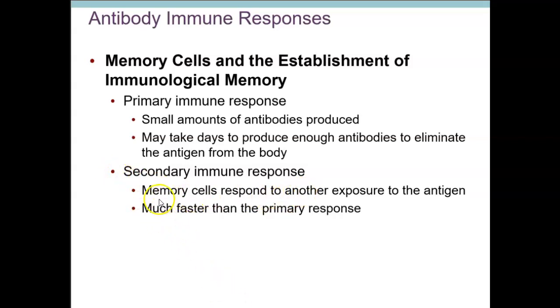Secondary immune response is when you get exposed the second time. You've already got memory cells, and you probably have more than one. You probably start out with a few thousand memory cells, a few hundred at least, and several of those will get activated and go through proliferation, and we get a much faster response rate, and we get more antibodies, and we get them faster by far.